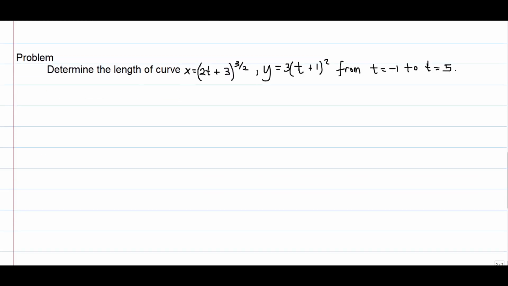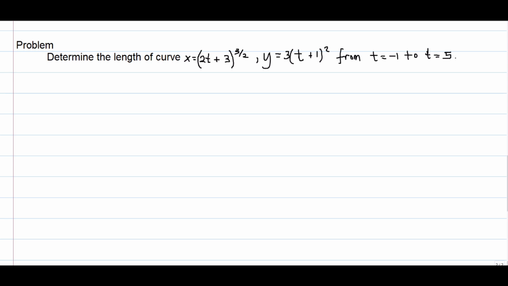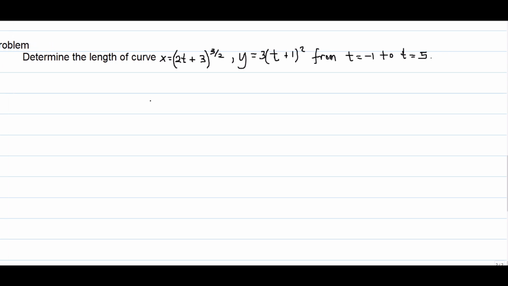Determine the length of the curve where x is equal to the quantity 2t plus 3 to the power 3 over 2, and y is equal to 3 times the quantity t plus 1 squared, from t is equal to negative 1 to t is equal to 5.